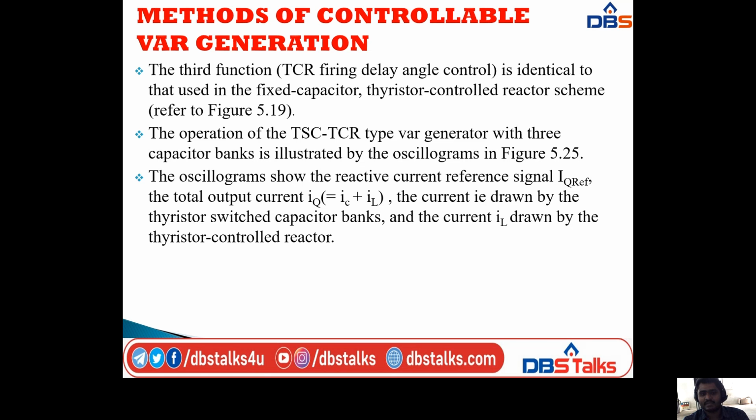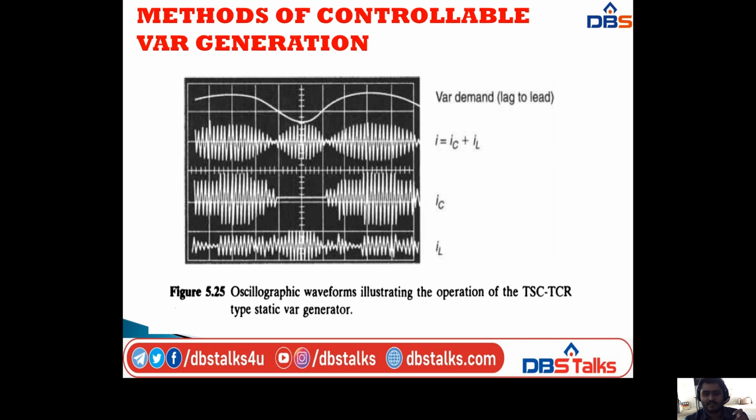Okay, it is similar to the fixed capacitor TCR type, that's why I am taking the diagram. So the operation of the TSC-TCR type VAR generator with the three capacitor banks is illustrated in the coming oscillograms. I will show that one also. So these are the oscillograms we have.